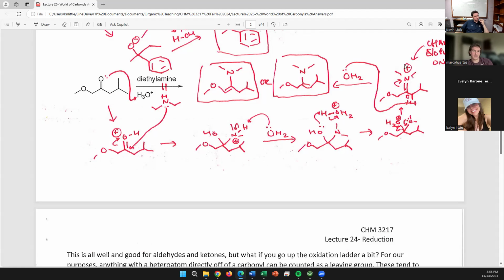Can you see my mouse? That's what I meant. Yeah, you push it up, and you form the enamine. So you draw the imine, you say, wait, this nitrogen has 4 bonds on it, it's positively charged, so I have to form the enamine. Yes.